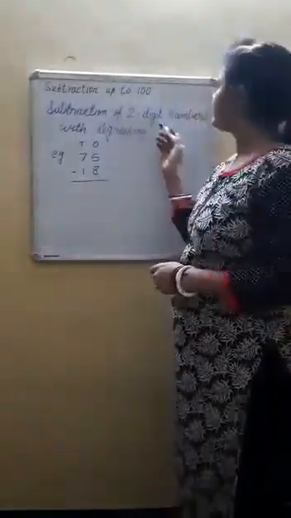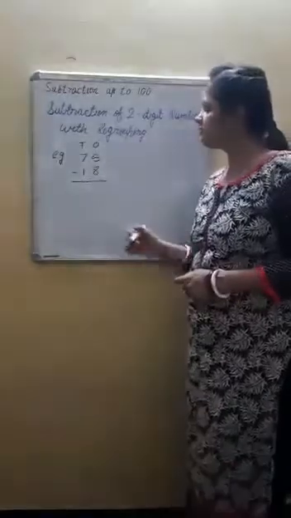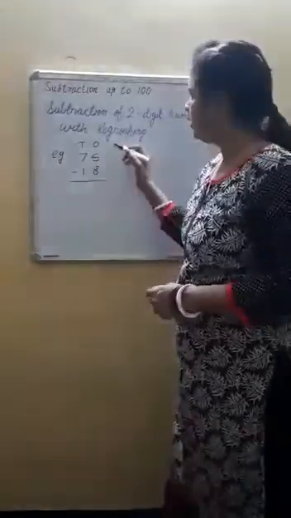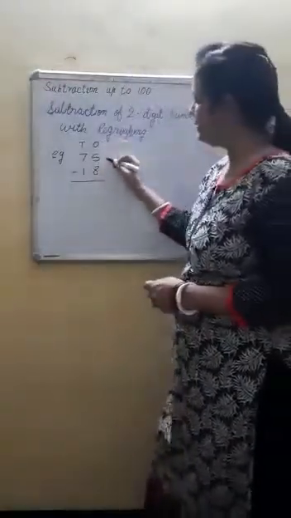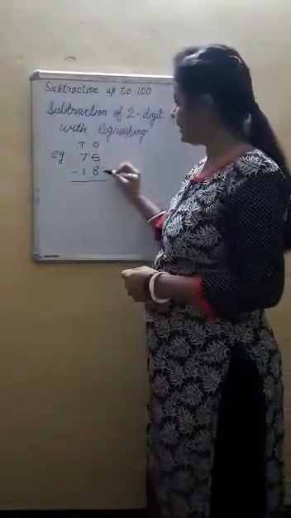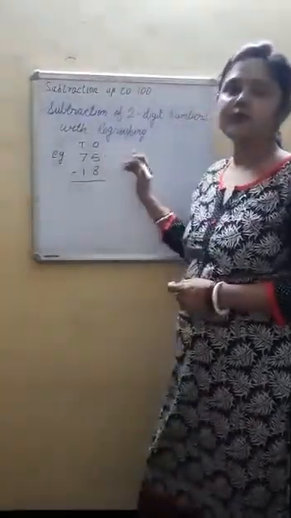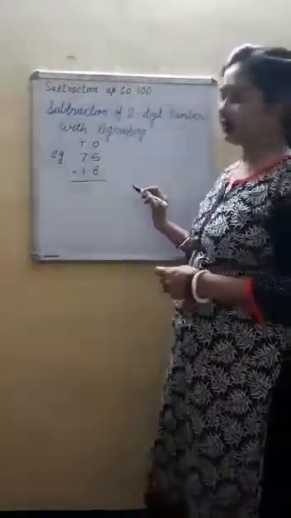Now let's see subtraction of two-digit number with regrouping. And again I have taken one example. We have to subtract 18 from 75. Now let's check the digit at the ones place. The digits are 5 and 8. Since we can see that 8 is bigger than 5 and we can't subtract 8 from 5, so we need to regroup it, or we need to borrow it.